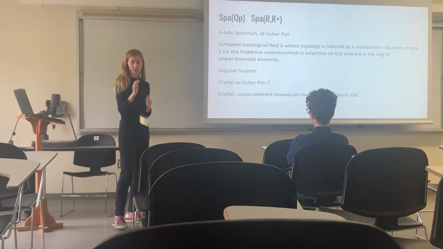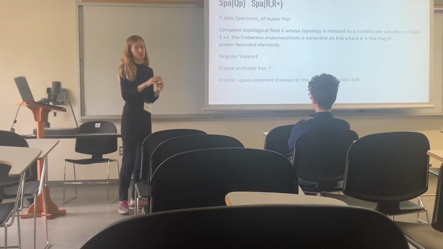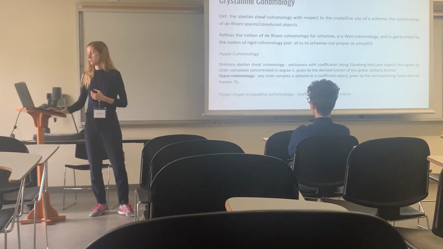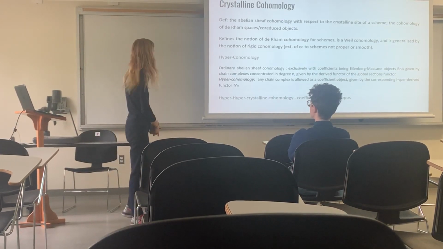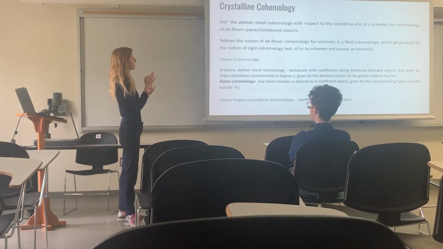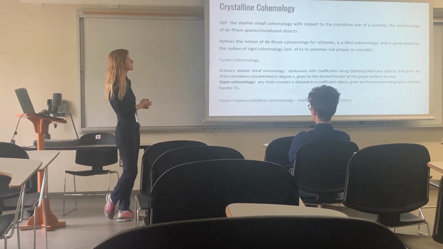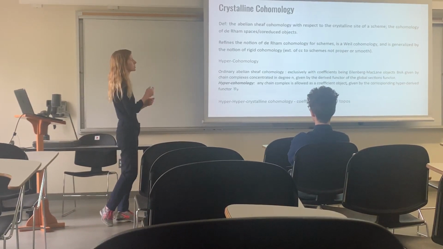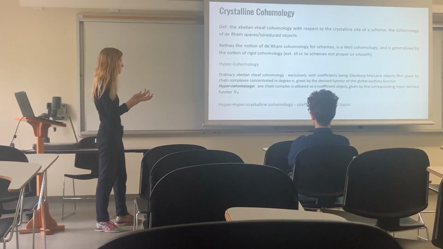So if I can get a crystal as a Huber pair, that's what I'm trying to do in about a month, I have some rough ideas. Then if you formulate everything in terms of Spa(R, R+), you can actually do some work here. The crystalline cohomology is really interesting. It's normally an abelian sheaf cohomology, but with respect to schemes, and you're working over the crystalline site, which is kind of cool.